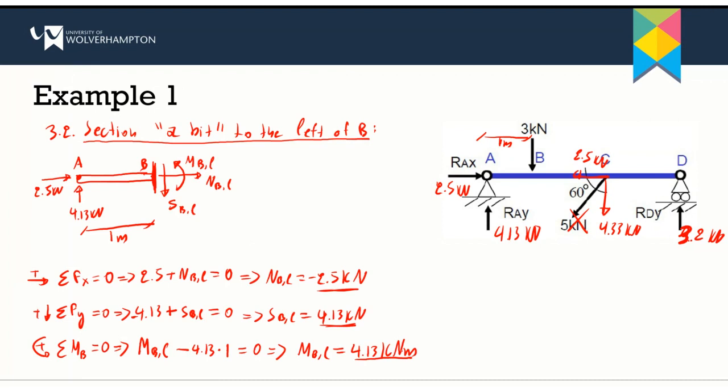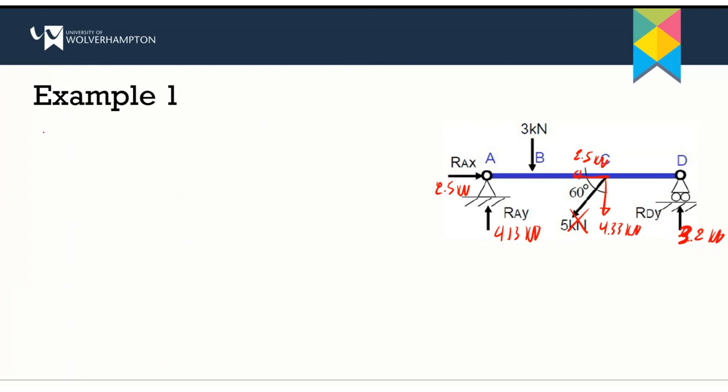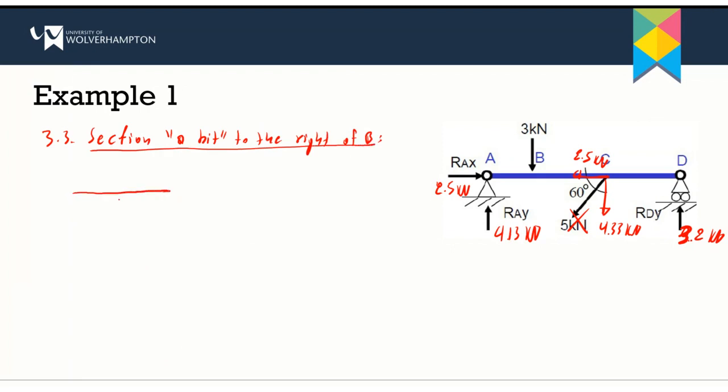So now I have calculated the internal forces a little bit before the 3 kN load applies on point B. Is there any question on what I did over here? Okay, so as I said, we will keep doing that over and over again. So the next section will be a bit to the right from point B. And the only difference with the previous section is that now I will have the 3 kN force over here.